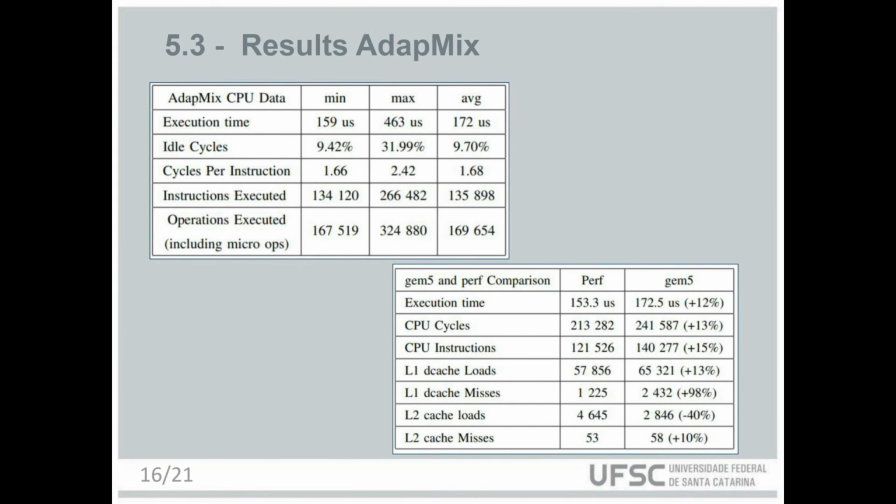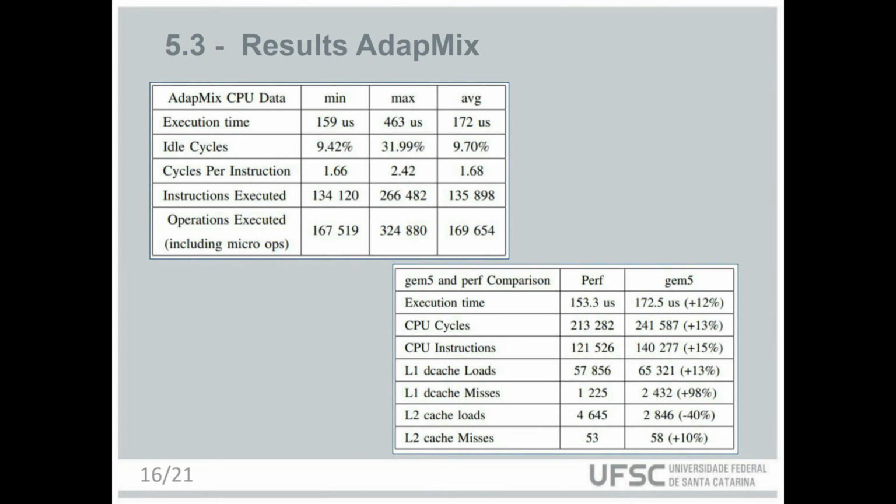Finally, going to the last control program tested, the adaptive mixing, we saw a control program which had great performance. These results are discussed further in our article, but basically it showed an average execution time of 170 microseconds, well within the 12 milliseconds control window. It also showed a low percentage of CPU idle cycles.